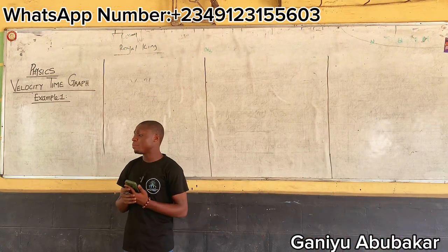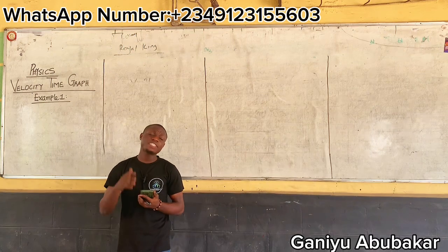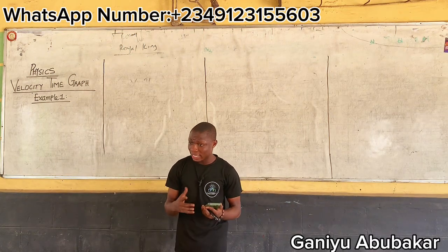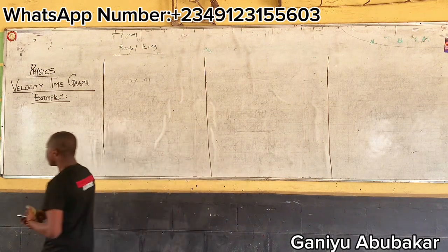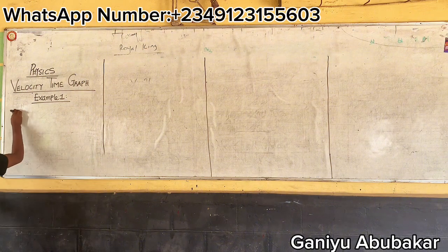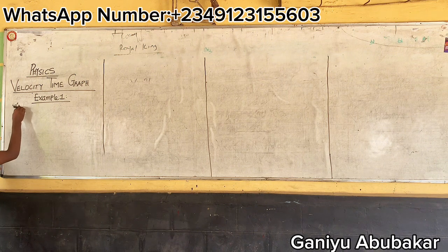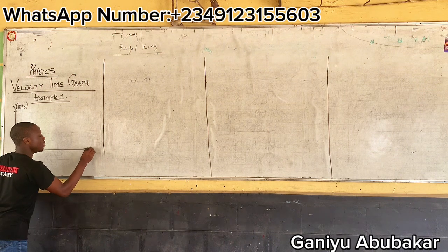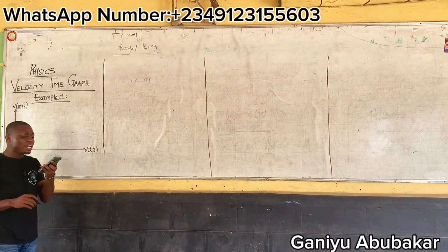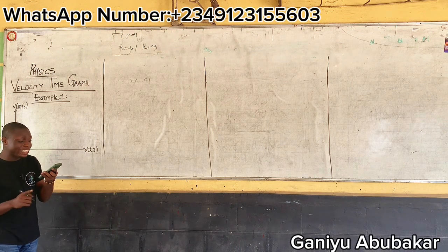When it comes to solving problems under velocity time graph, first things first is to draw out the graph. How does it look like? I'll have V and T as X. This is my V in meter per second, and my T here in seconds.